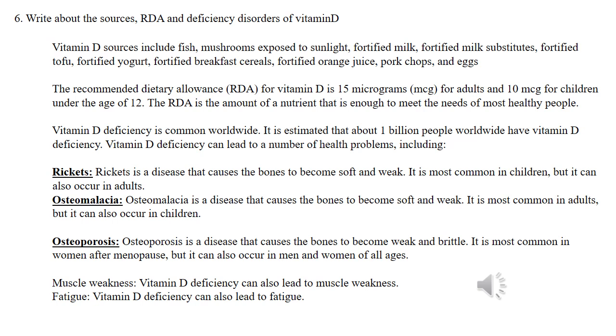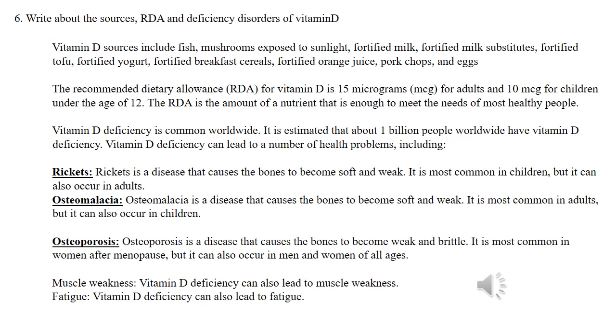Vitamin D deficiency can lead to a number of health problems, including rickets. Rickets is a disease that causes the bones to become soft and weak. It is most common in children, but it can also occur in adults. Osteomalacia. Osteomalacia is a disease that causes the bones to become soft and weak. It is most common in adults, but it can also occur in children.